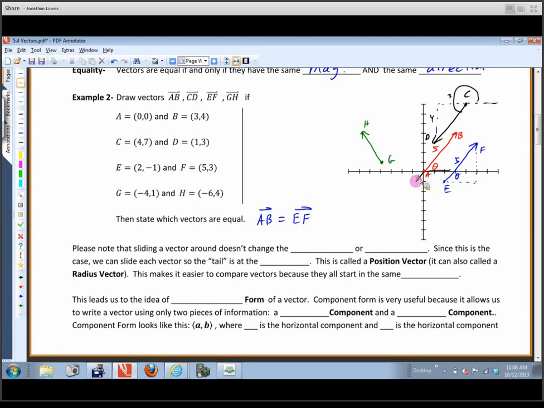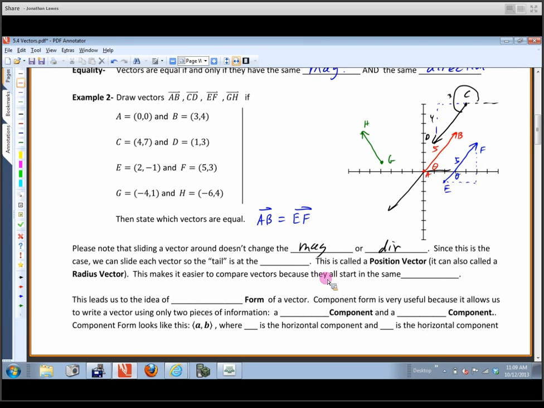So it would head off in exactly the opposite direction. It would look about like that. Okay, sliding it around, as long as I move the entire thing the exact same amount, doesn't change the magnitude, and it doesn't change the direction. It's still 5 units in length, and it's still pointed off in this direction right here.